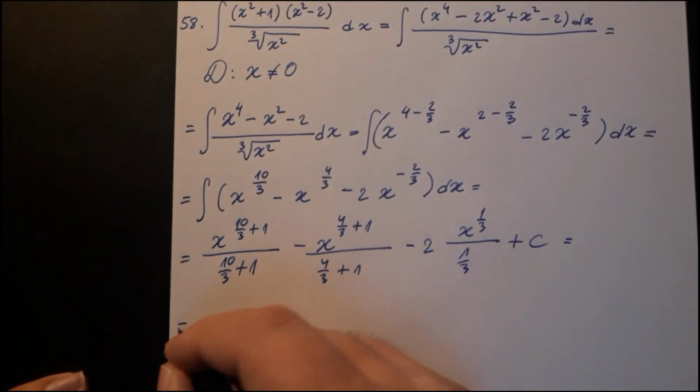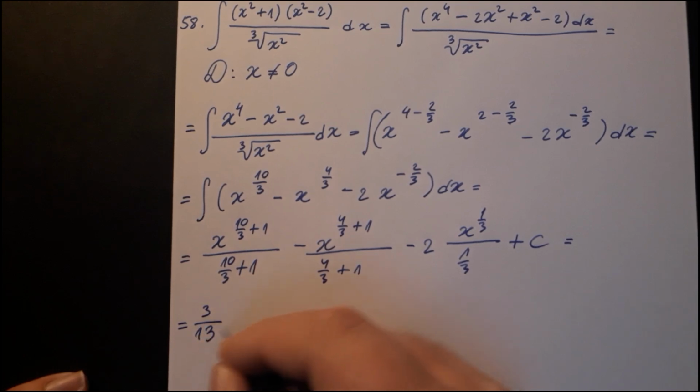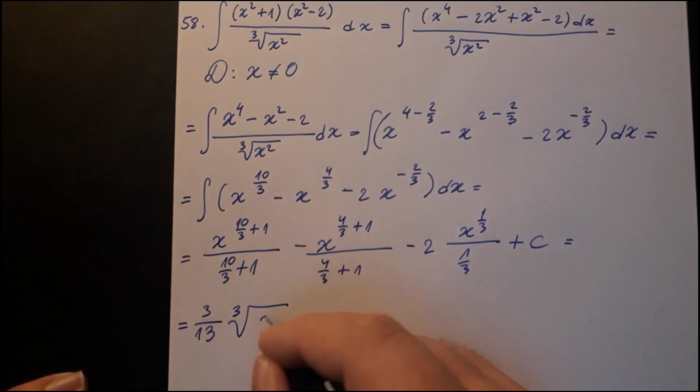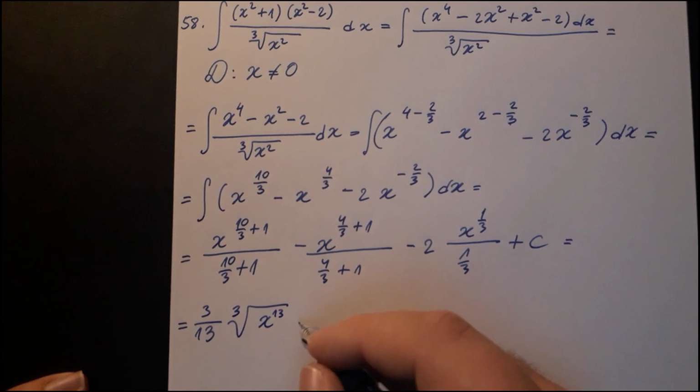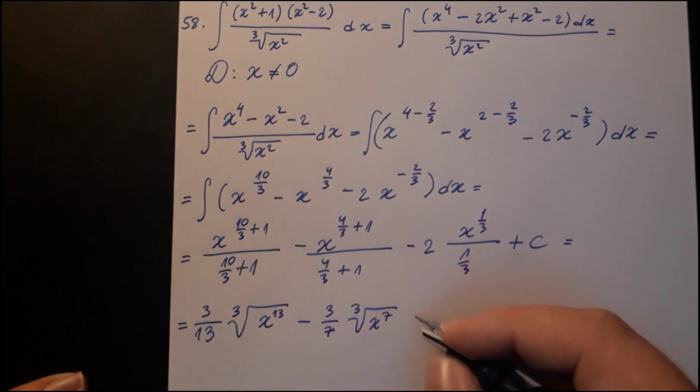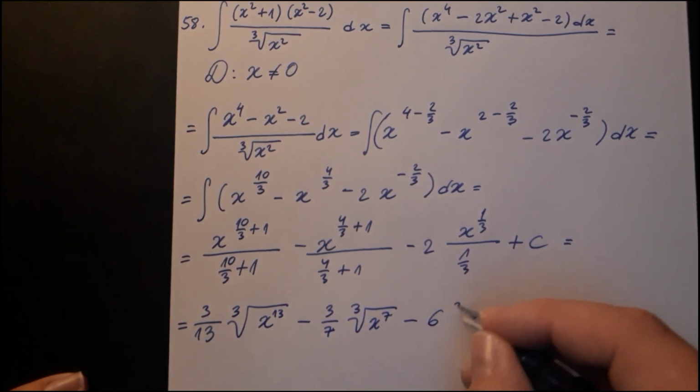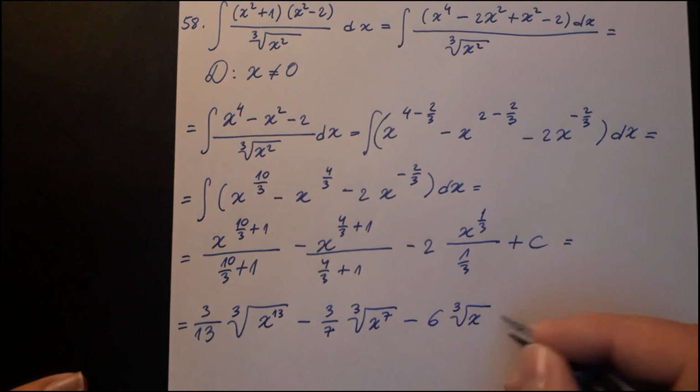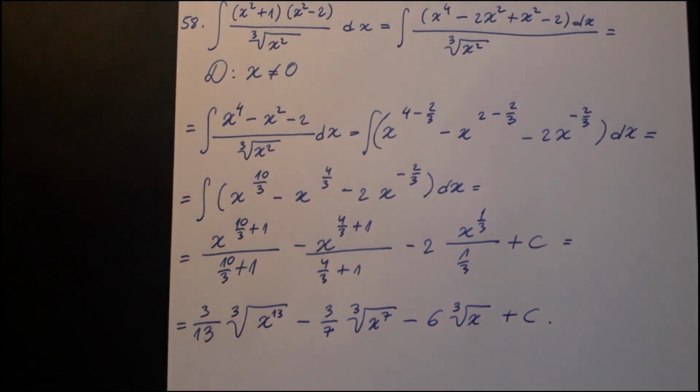So this is equal to 3 over 13 cubic root of x to the power 13 minus 3 over 7 cubic root of x to the 7th power minus 6 cubic roots of x and plus a constant c.